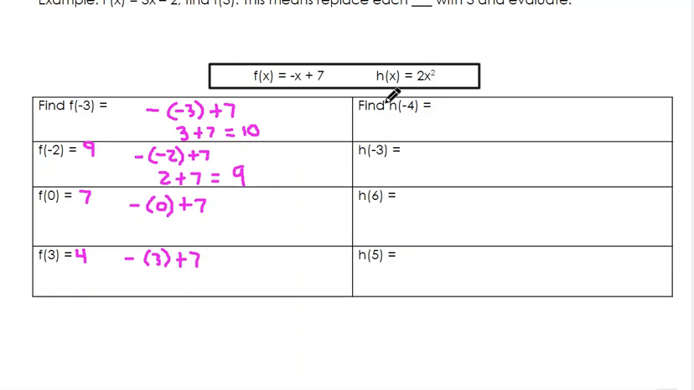Like this example says h of negative 4. I see I have my h function up here. So that means they replaced this x with negative 4. Inside here, I'm going to replace my x with negative 4.